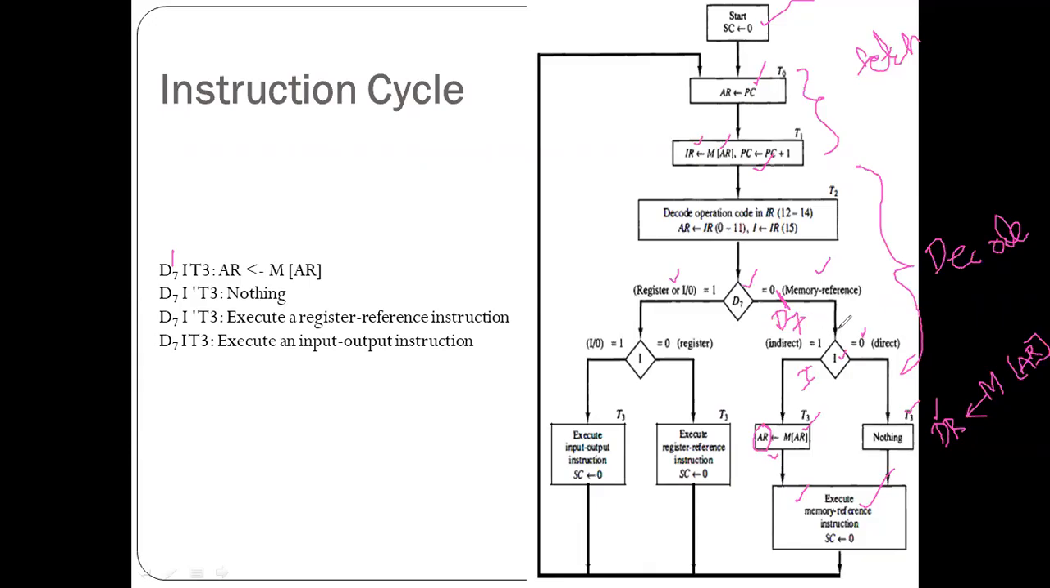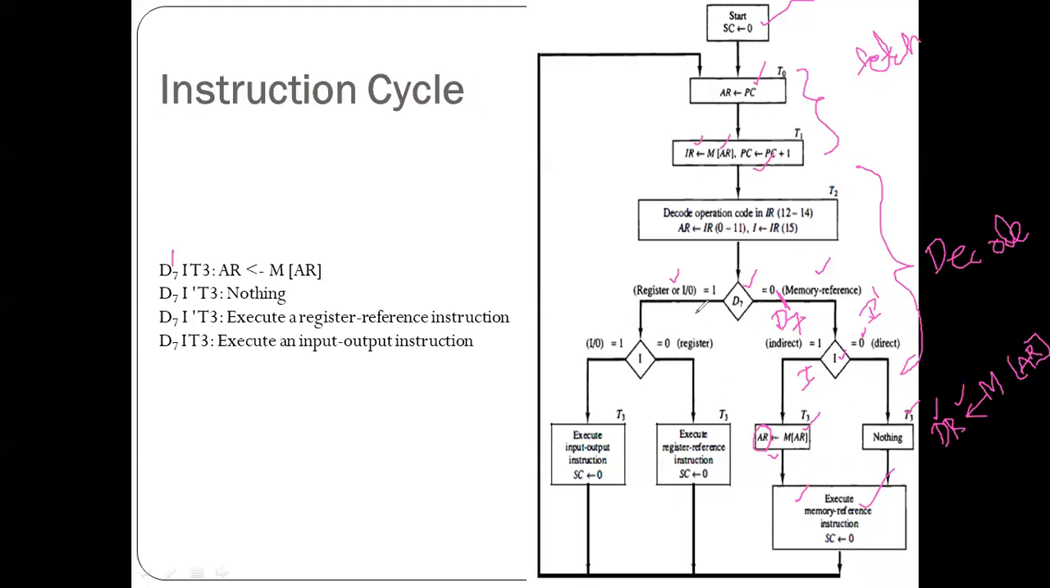For D7'I'T3, you need not do anything except read the memory for your operand. Only one memory access is sufficient for getting your data. Here, with indirect addressing, after the address, one more memory access you should do before the execution. So that is the difference between I equal to 1 and I equal to 0. This is the memory reference.